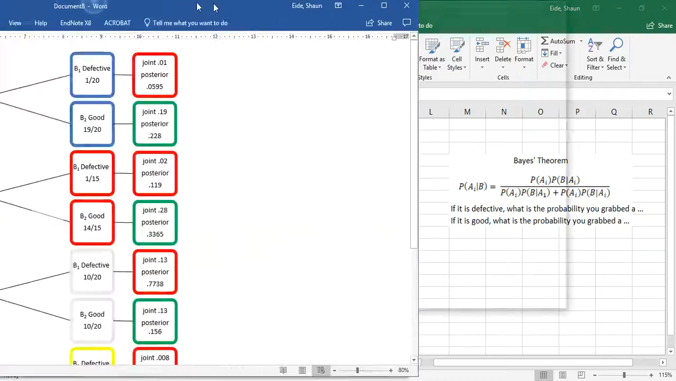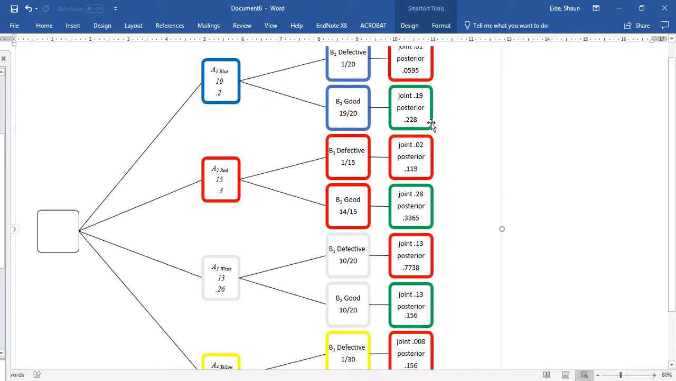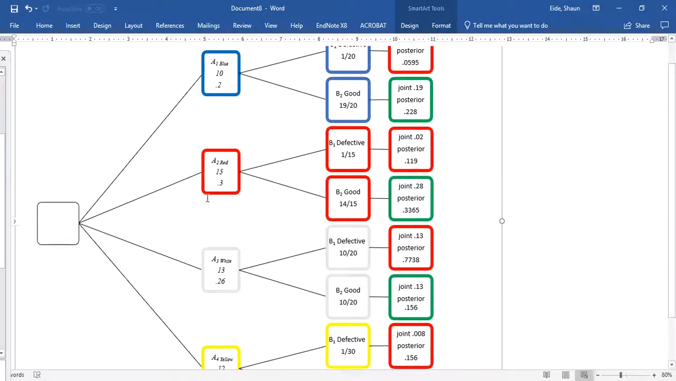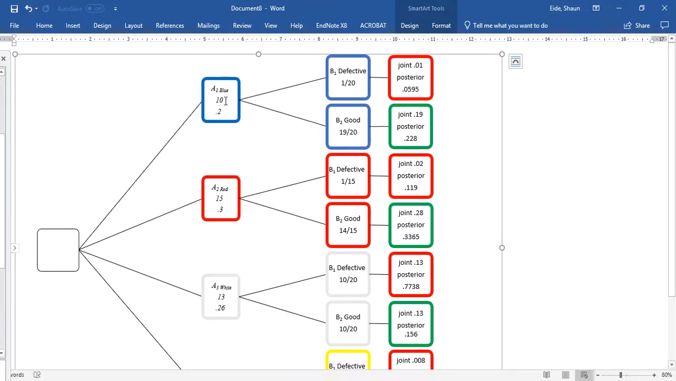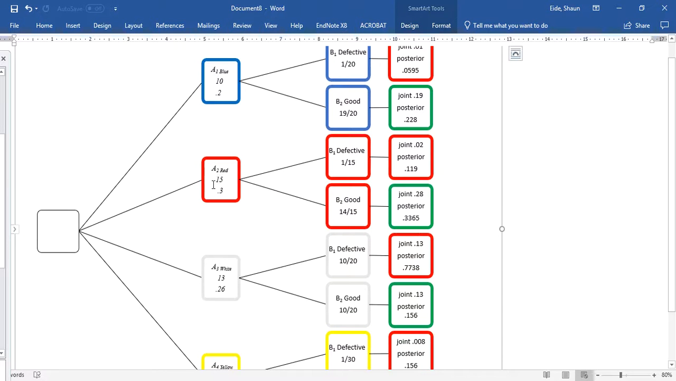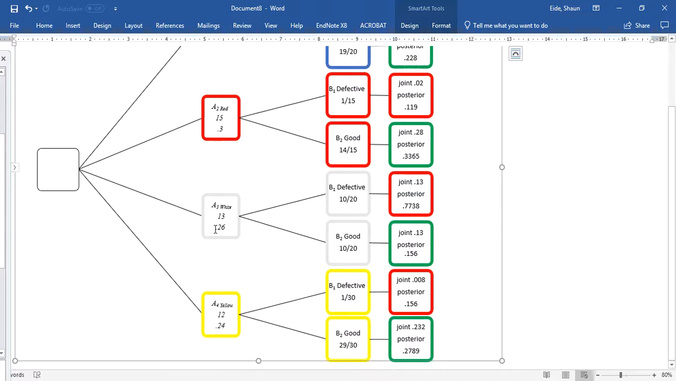And you can put this in a probability tree if you want to. So this right here is a probability tree. You can see there are 4 options. There's blue, red, white, and yellow. The probability of you grabbing a blue balloon, there's 10 blue balloons, is 0.2. The probability of that being defective is 1 out of 20. And you multiply 0.2 by 1 divided by 20, and that gives you a joint of 0.01. And you can do the same for red. Multiply 0.3 by 1 divided by 15, which gives you the joint probability of 0.02, or white 0.26.